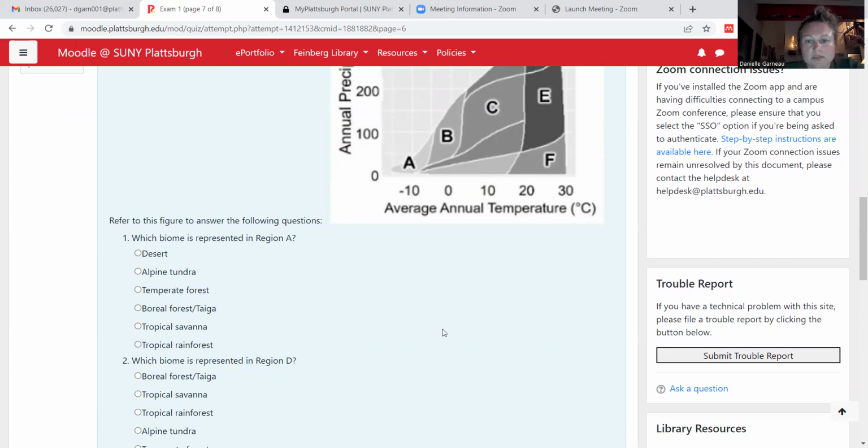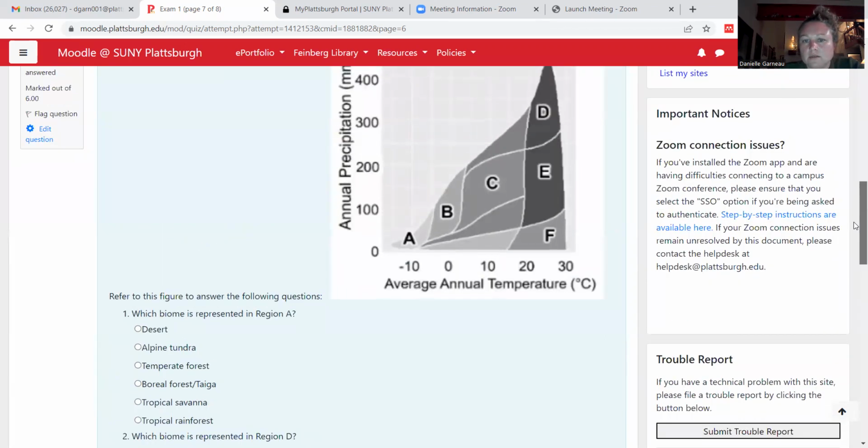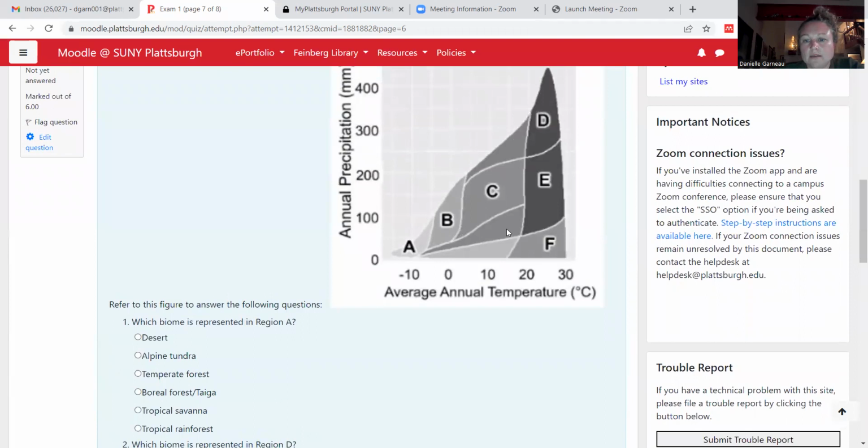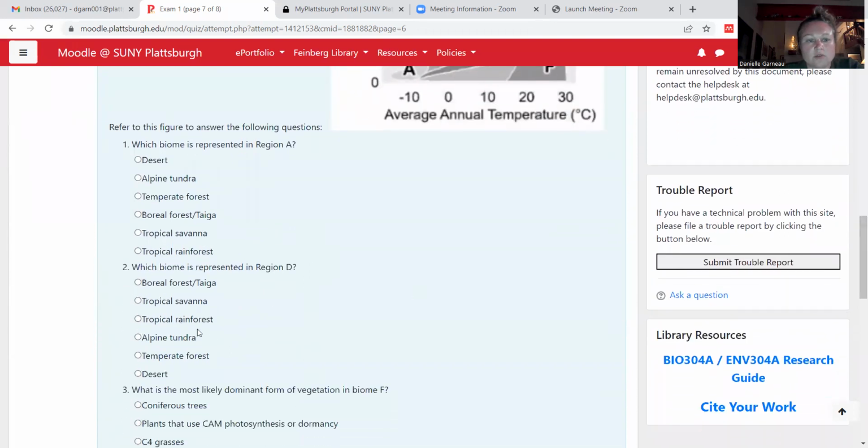Which biome is represented in region D? So region D is up here. It's hot and wet over here, and so that's going to be our tropics, right? Tropical rainforest. What is the most likely dominant form of vegetation in biome F?